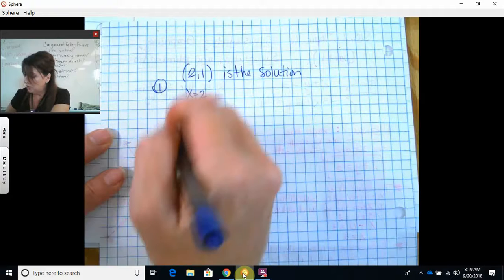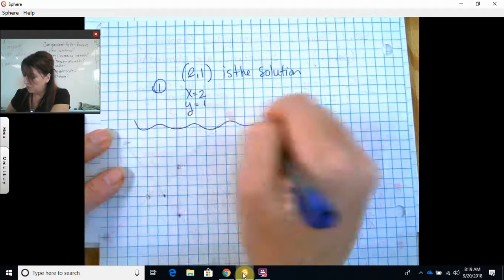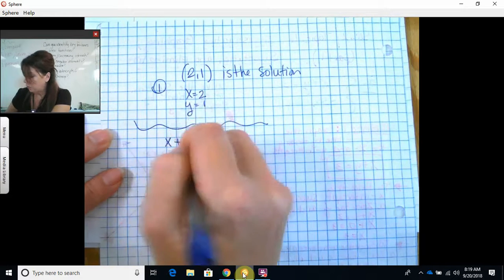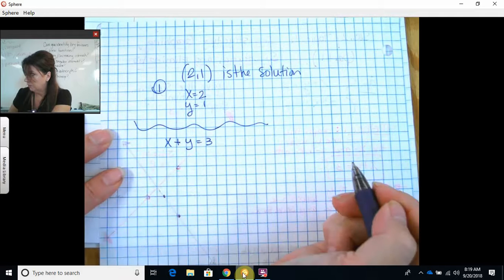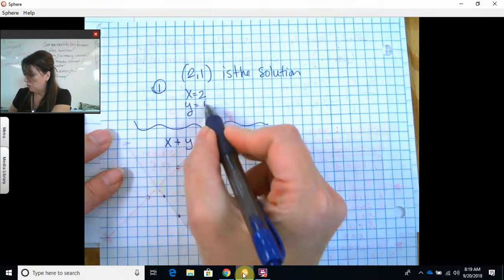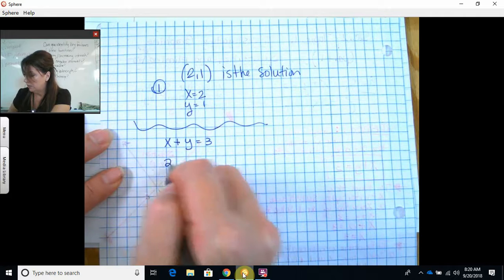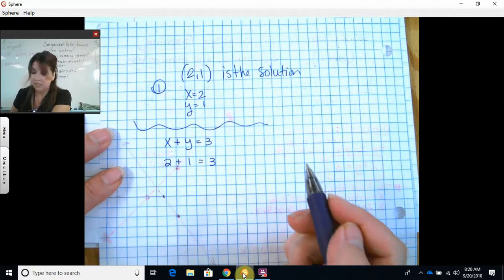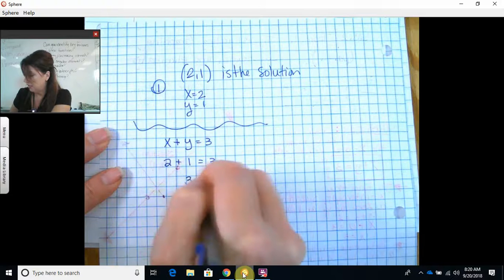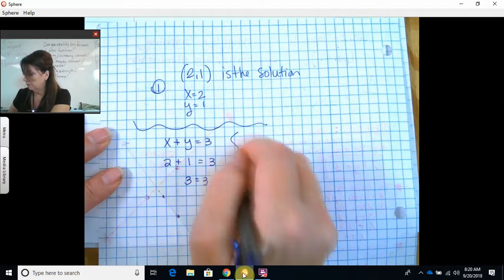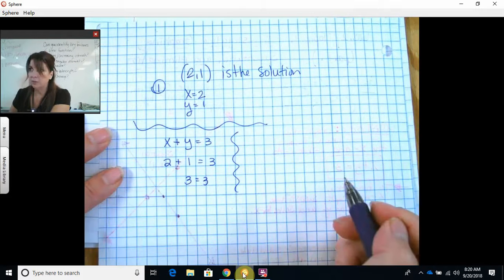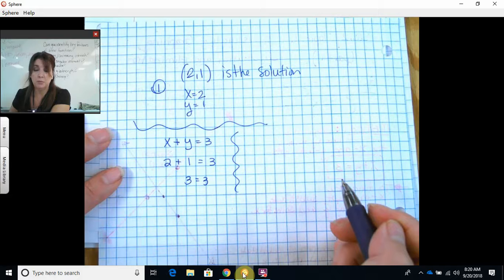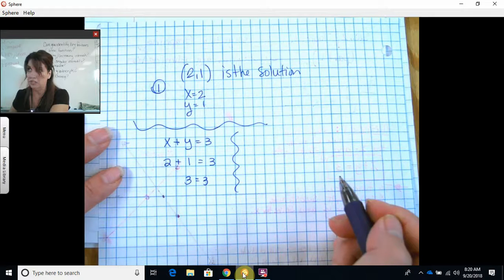So equation 1 was x plus y equals 3. If x is 2 and y is 1, does that make a true statement? Yes, 2 plus 1 is 3. Are there any other numbers that I could plug in there? Well, the graph, that's the only place the graphs cross, right? So that should be the only two numbers that work for these two equations to be true.